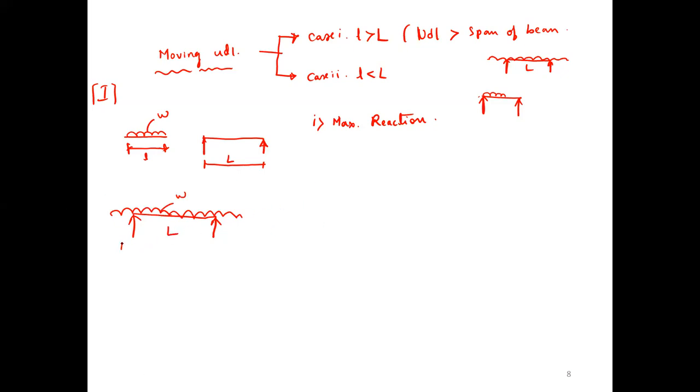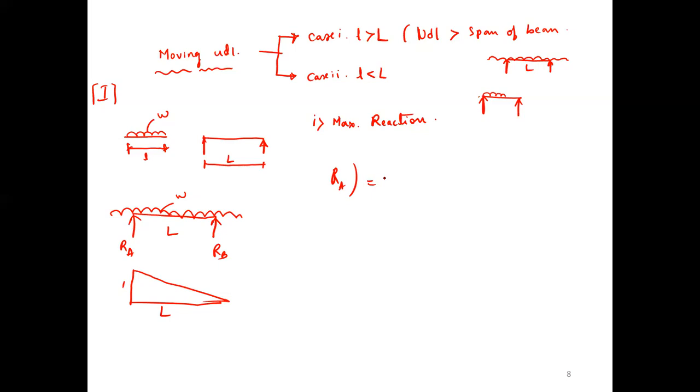Okay, so now it's RA and RB. So what is the influence line diagram with respect to RA? Just like this. It is 1, and this is capital L. How to compute RA for UDL?